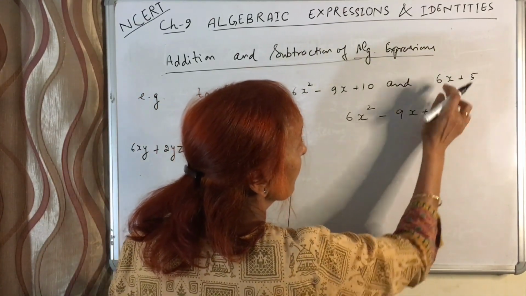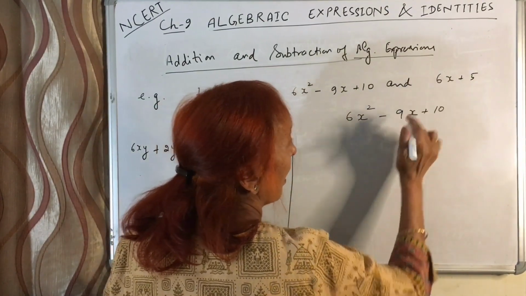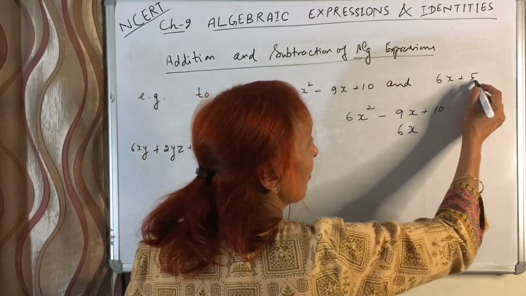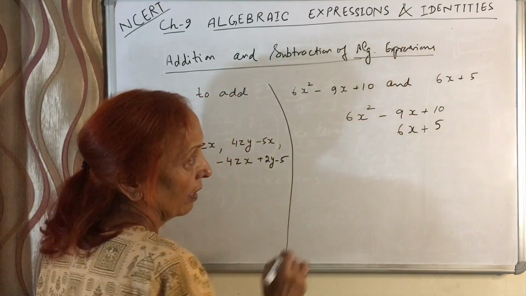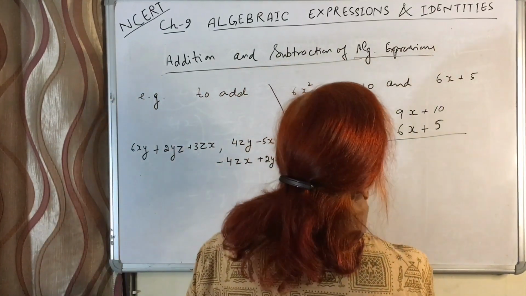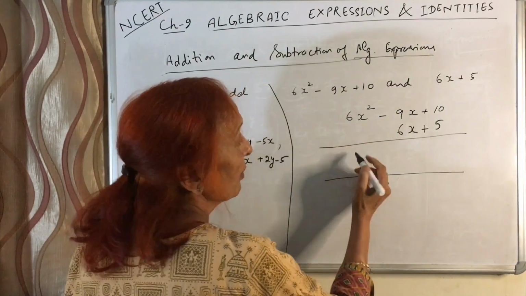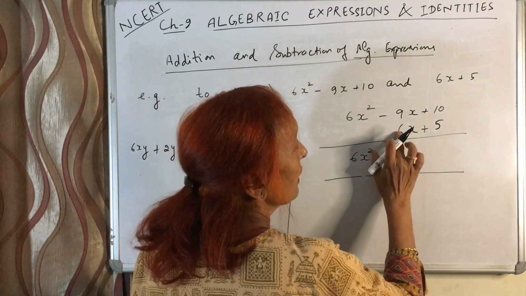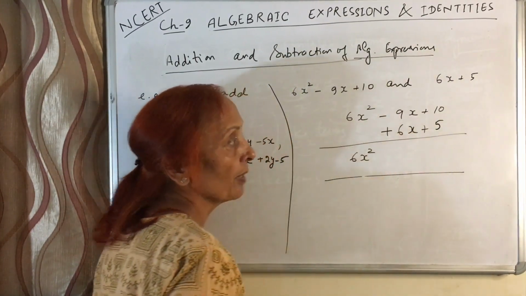The minus 9x and 6x are like terms. So we will leave this as it is, and 6x we will write here. Plus 5 is constant, 10 is constant, we will write 5 below this. And we will simply add. 6x square, nothing is to be added here, it is 6x square only.